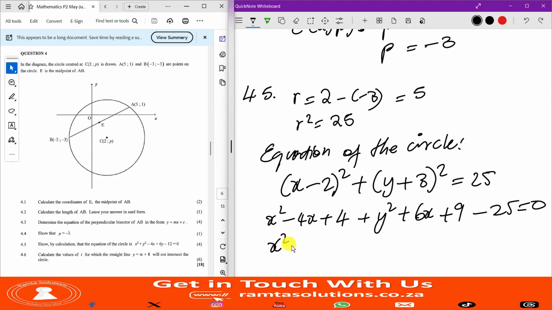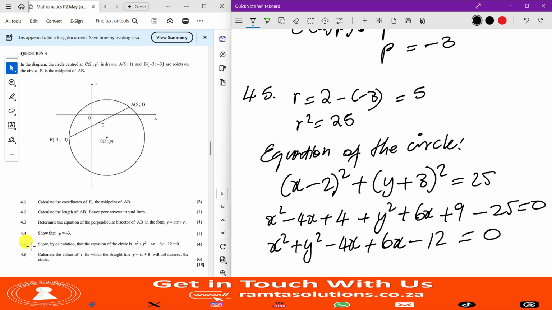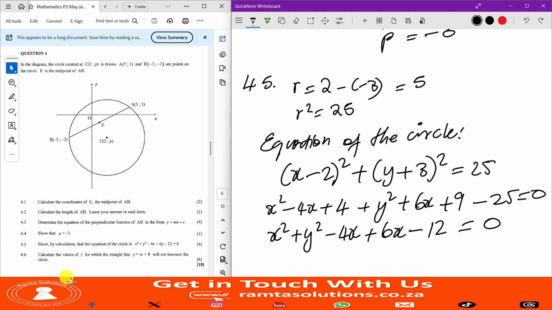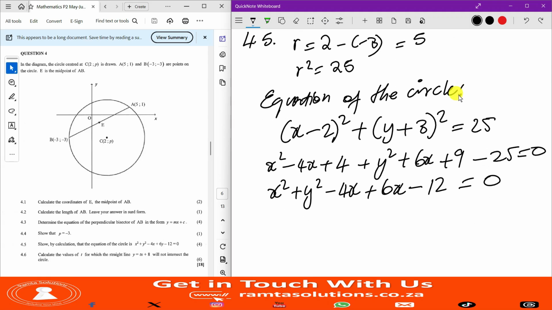So we have x squared plus y squared minus 4x plus 6y, 13 minus 25, it will be minus 12 equals 0. So we were able to prove this, right? They said we must show that the equation of the circle is x squared plus y squared minus 4x plus 6y minus 12 equals 0. So here it is. Happy?